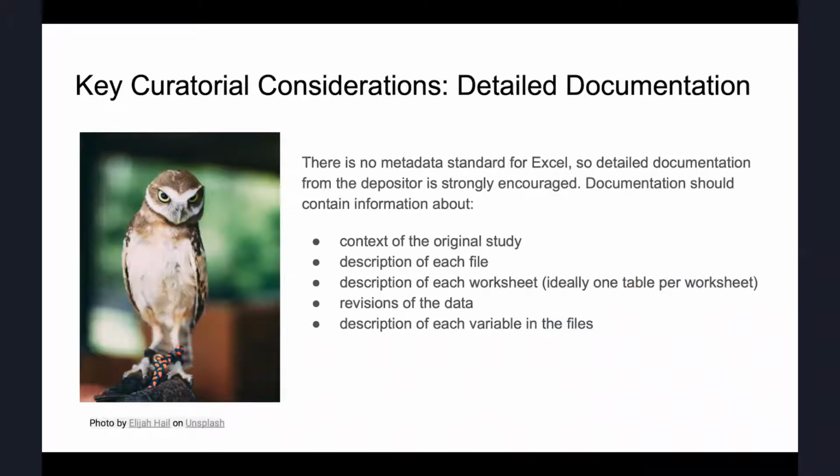There is no metadata standard for Excel files, so detailed documentation from the depositor is strongly encouraged. The documentation may be a data dictionary, a codebook, or a README file, depending on context. But regardless of format, the documentation should have information about the context of the original study, a description of each file and worksheet in each file, what was changed in each version of the data, and a description of each variable in the file. The Excel Primer includes links to some of the documentation guides available for different disciplines. Next slide.